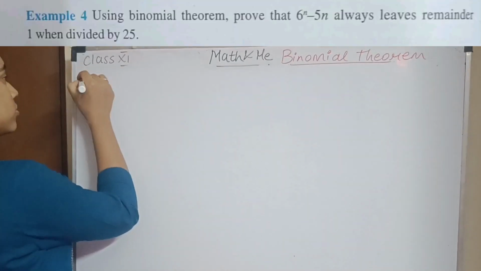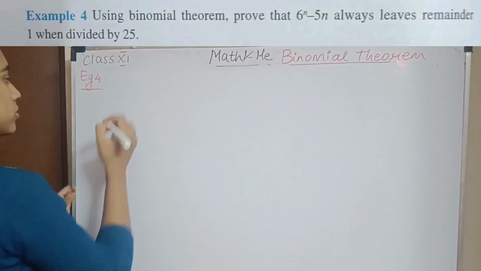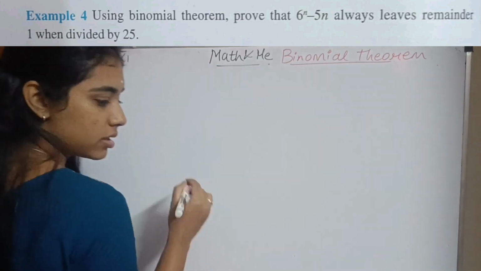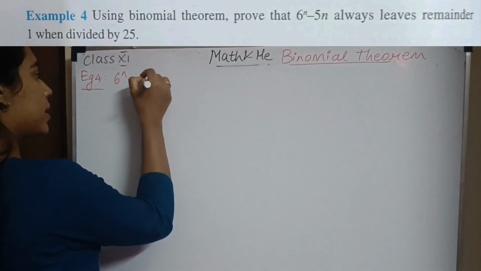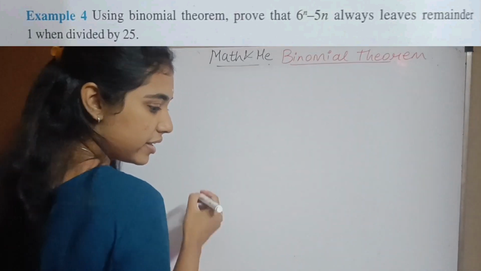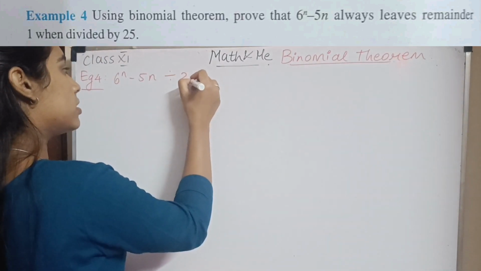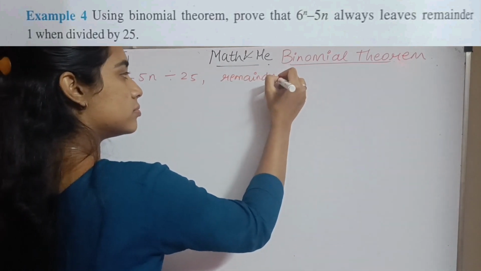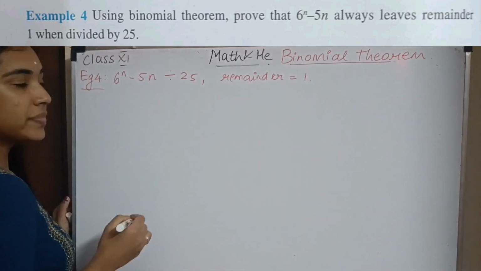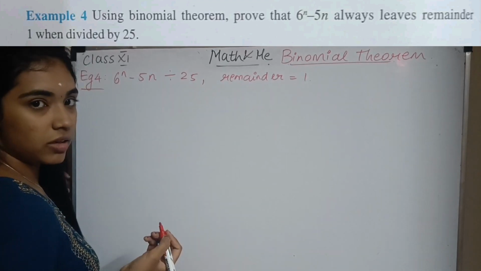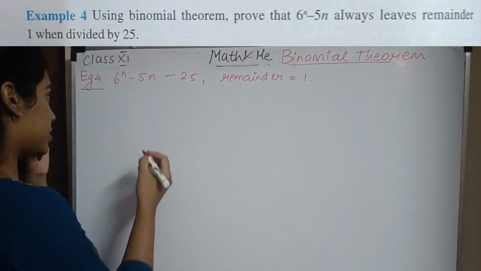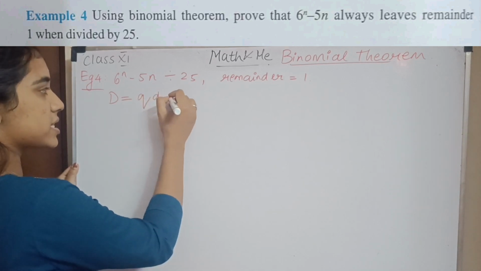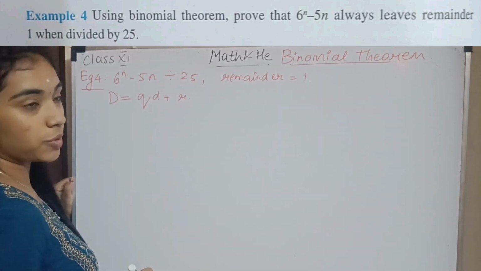Example 4. Show that 6 to the power n minus 5n, when divided by 25, leaves a remainder of 1. Okay. So what do you know about the general form of division? Dividend equals quotient into divisor plus remainder. We studied this in lower classes. Okay.